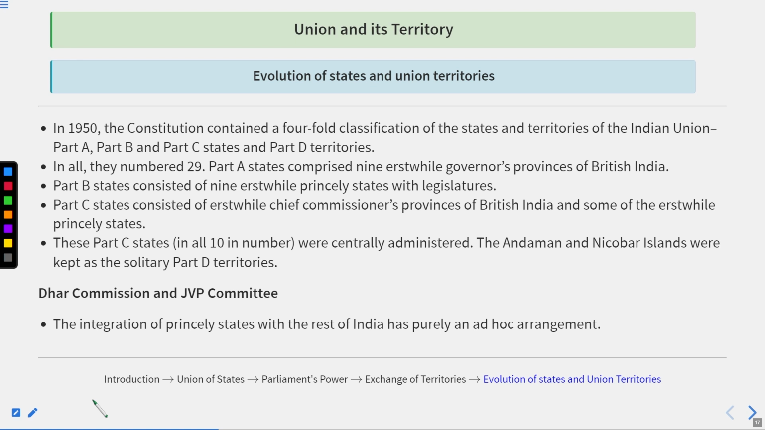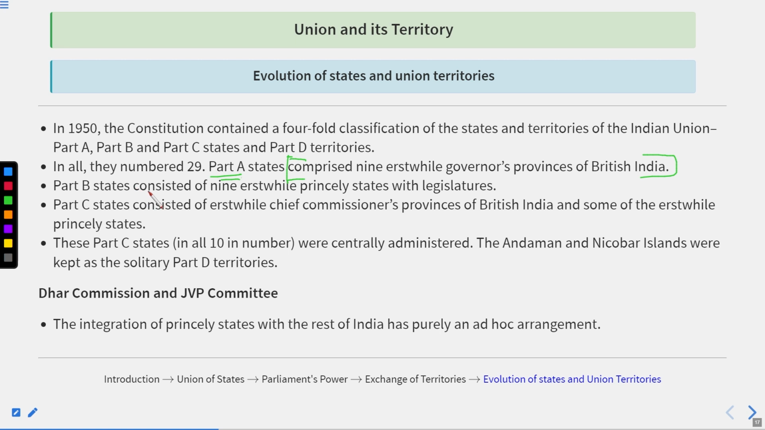Because at that time, these were small kingdoms, not states in the proper sense, except those which were established by the British for their own benefit. Part A comprised the nine erstwhile governor's provinces of British India. All right? These were the part of Part A. So remember, Part A comprises the nine erstwhile governor's provinces of British India.